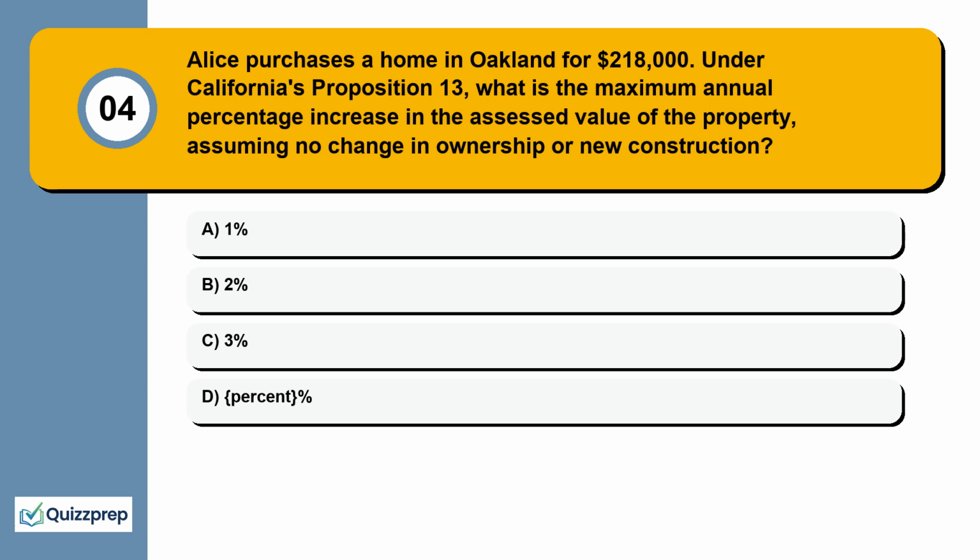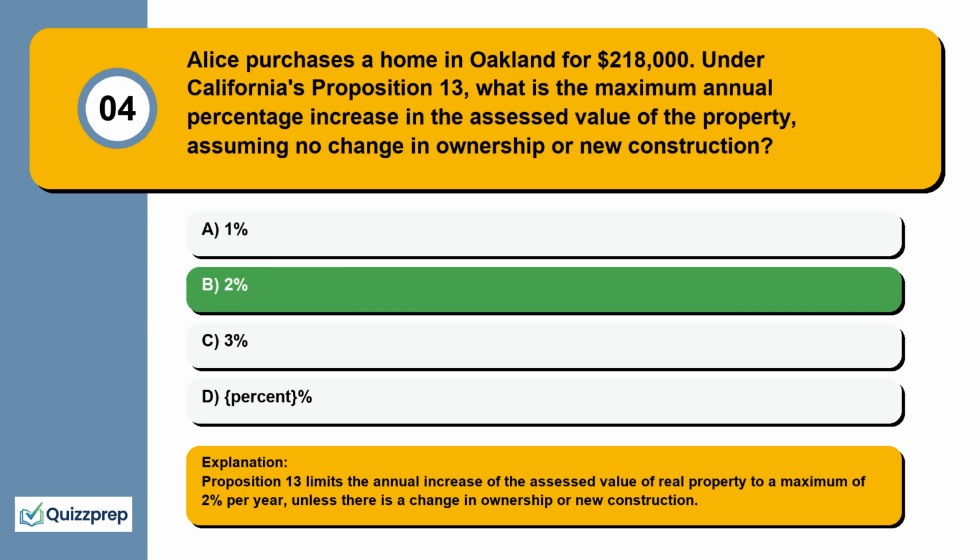Question 4. Alice purchases a home in Oakland for $218,000. Under California's Proposition 13, what is the maximum annual percentage increase in the assessed value of the property, assuming no change in ownership or new construction? 1%, 2%, 3%, 5%. Proposition 13 limits the annual increase of the assessed value of real property to a maximum of 2% per year, unless there is a change in ownership or new construction.